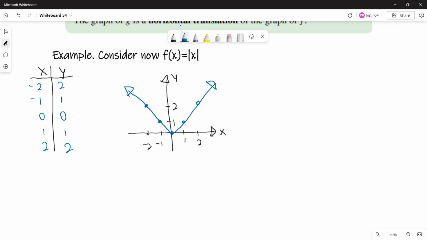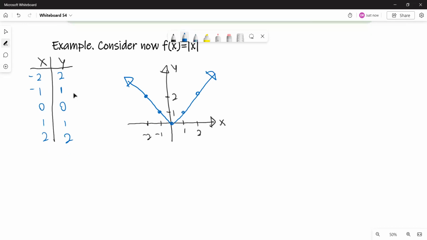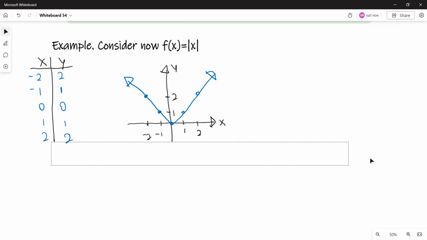Okay, so we did the graph. But now this is what we're going to do. We're going to let g of x be f of x plus 2. So we are adding 2 to f of x. But f of x is the absolute value of x. So it's going to be the absolute value of x plus 2.